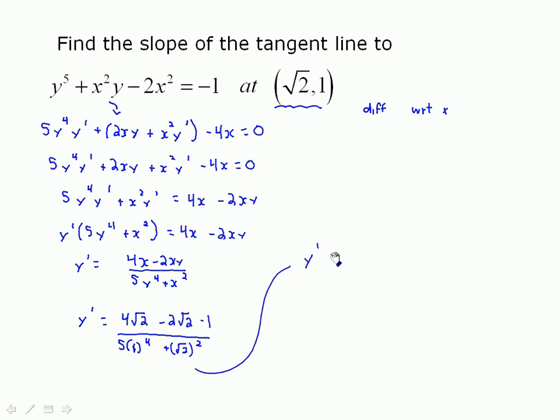So y prime is equal to, well, 4 root 2 minus 2 root 2 is 2 square root 2. And then the denominator would be 5 plus 2, so 7. So this would be the slope of the tangent line at root 2, 1 is 2 root 2 over 7.